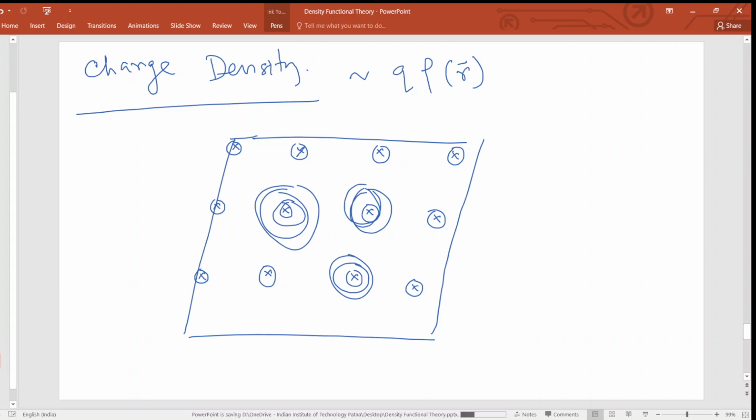Now, the next quantity which you can estimate is called the charge density. As I said, you have these atoms which are distributed, and how the electron cloud is forming around them, and what sort of hybridization is happening. These sorts of things you can actually get to know from this charge density profile.